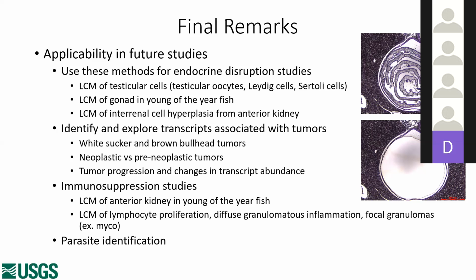And then also, we're trying to use it for parasite identification. This area is kind of hard because a lot of times these parasites don't actually have a lot of DNA. So what we're trying to optimize here is how much tissue of these parasites we actually have to cut out. But it can be used for this, and there are studies out there that have done that.